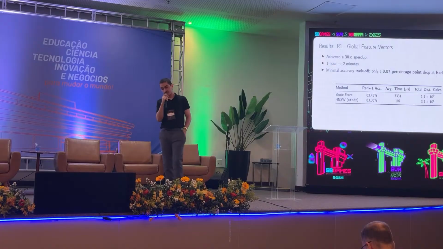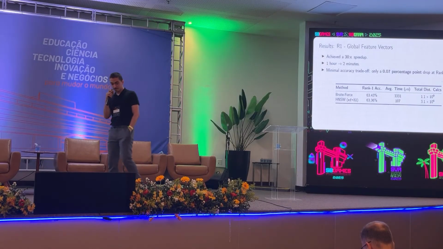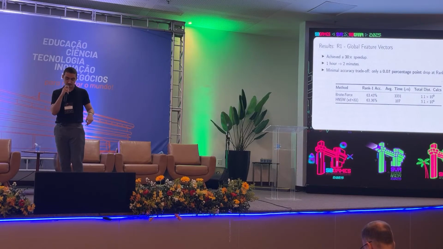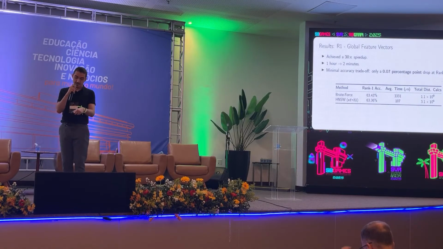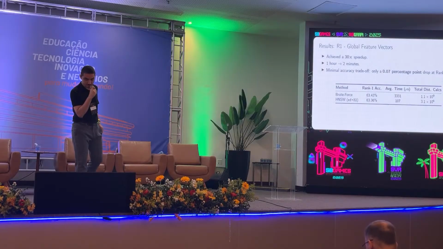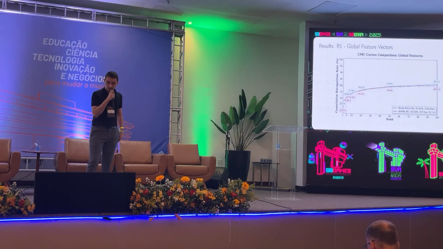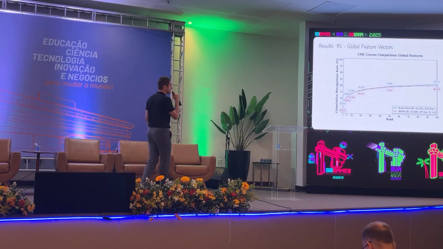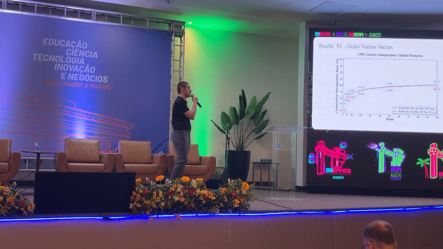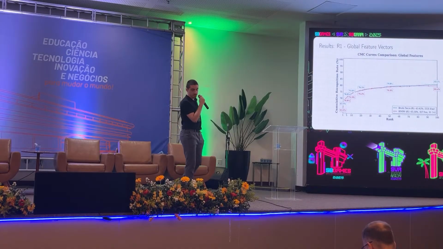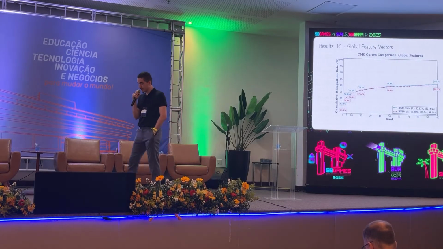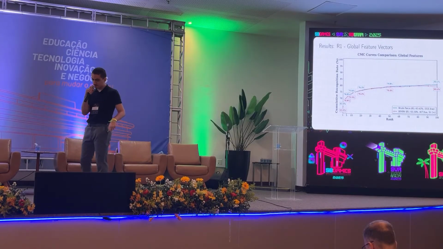And we have a minimal accuracy trade-off, only a 0.0 percentage point drop at rank 1. So here is the table of the results, 30 times faster with just 0.0 percentage points drop at rank 1. And we have orders of magnitude difference in the number of distance calculations. Here is the CMC curve, and we see that along all the ranks, the cumulative recognition stays very close to the brute-force approach while giving 30 times more speed.